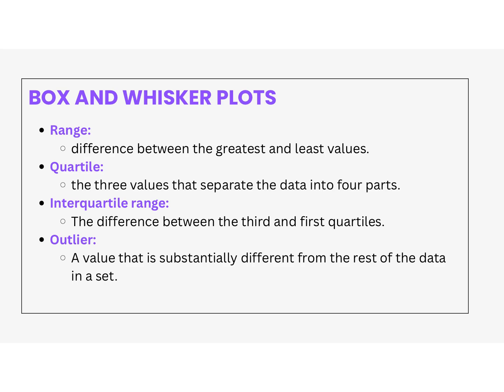So let's say I gave a test and most kids got a 70 or an 80%, but I had one student who really didn't prepare and they got a 20%. That 20% would be an outlier.